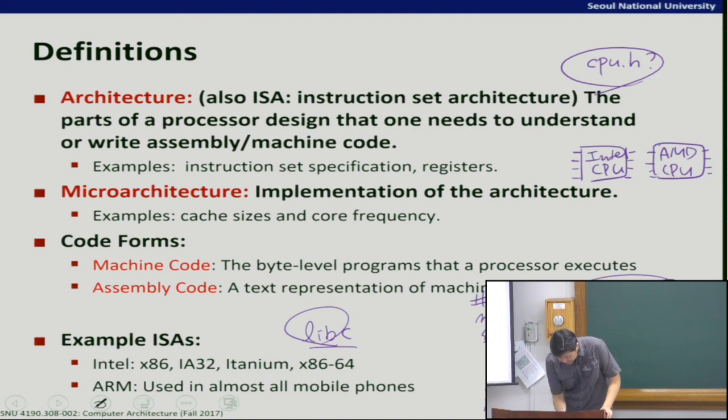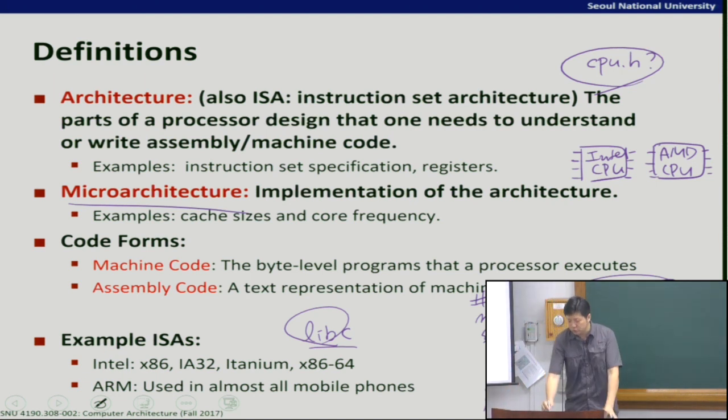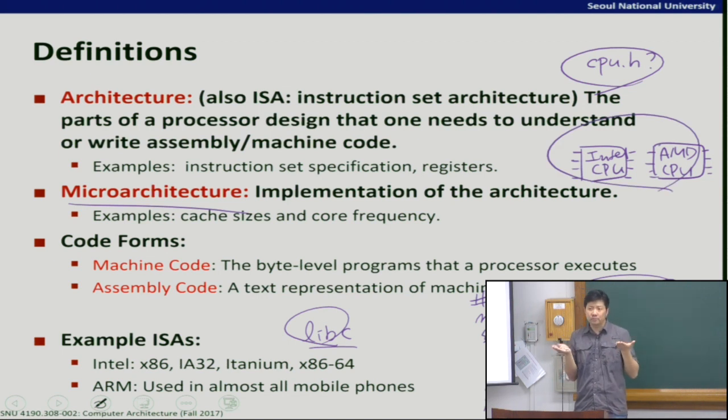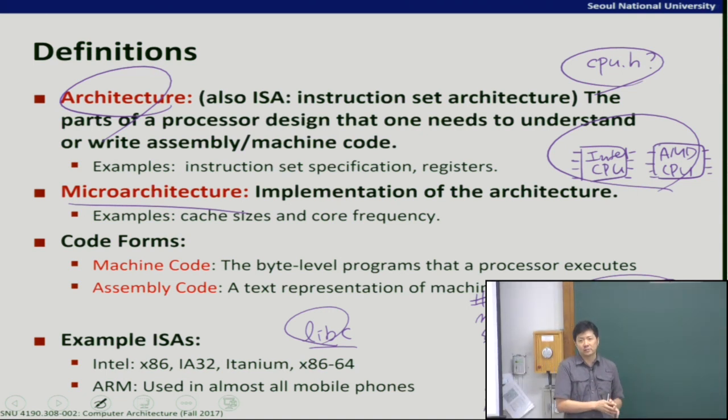In contrast, microarchitecture is the implementation of the ISA. There can be many different implementations of the same architecture. Even though these two chips are different, they are compatible with each other, meaning that if code can run on one chip, it can run on the other too. So architecture is a compatibility layer between these two families of processors, and microarchitecture is how these chips are actually organized inside.